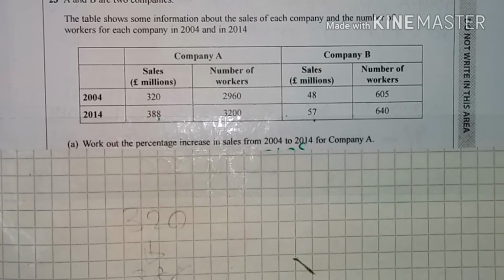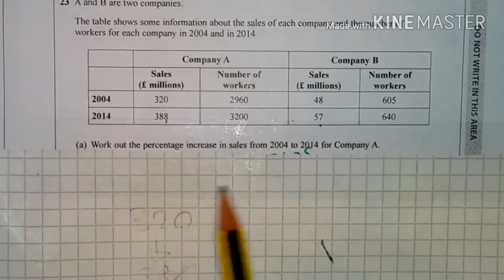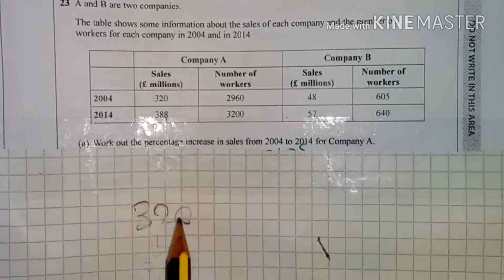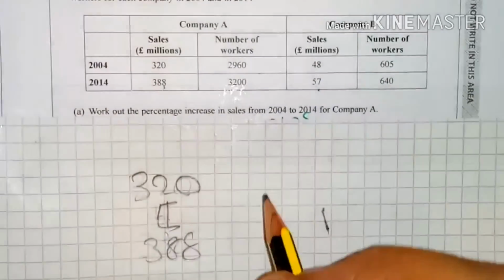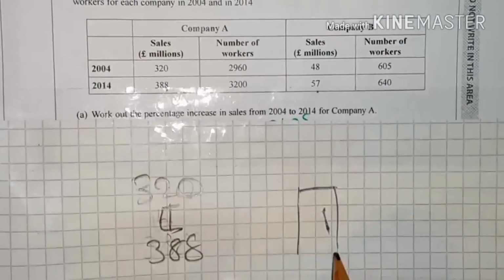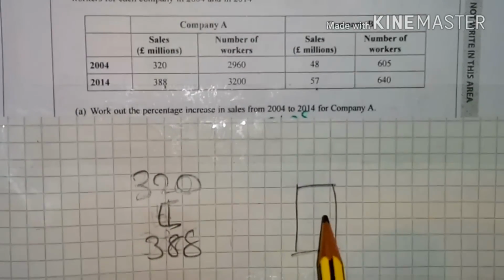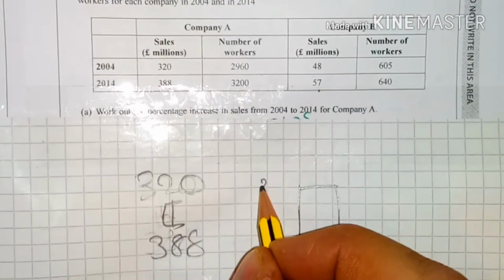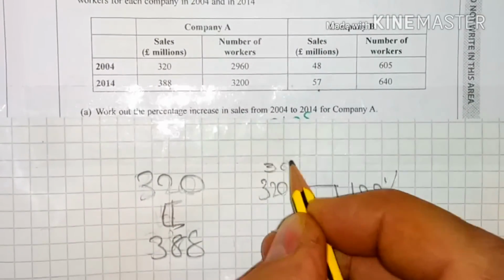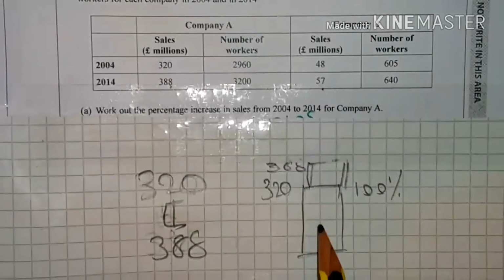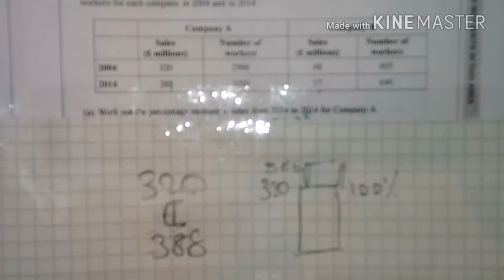Two companies. The table shows information about the sales of a company and the number of workers for each company in 2004 and 2014. Work out the percentage increase in sales from 2004 to 2014 for company A. So we've got 320, and we need to make that 388. We need to work out the percentage change. I'm a big fan of percent bars, so I know that 320 is equal to my 100%, and 388 is higher, so it goes on the top there. We need to work out how to get from 320 to 388.